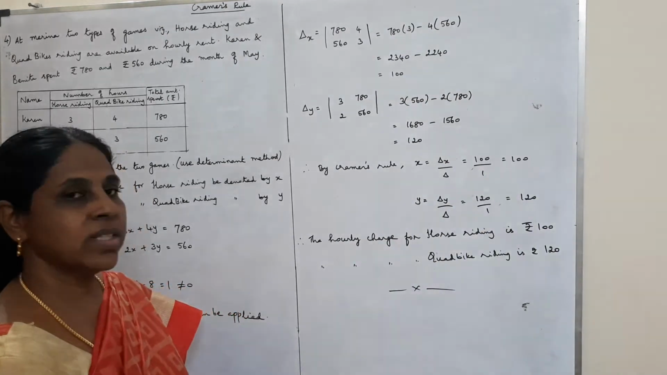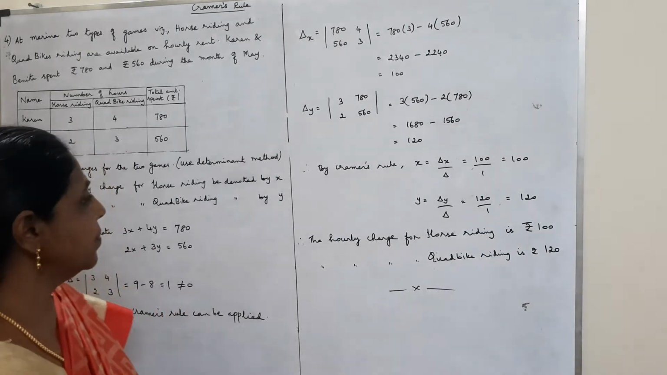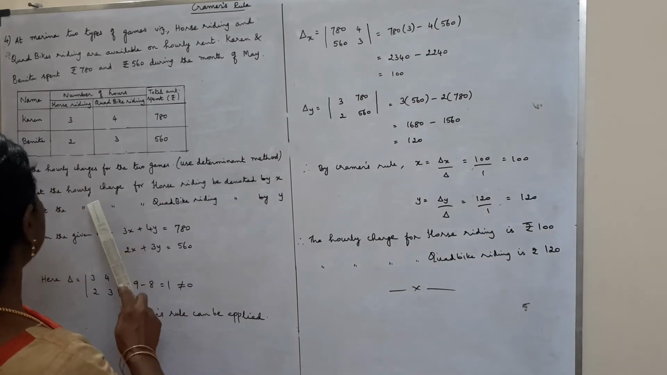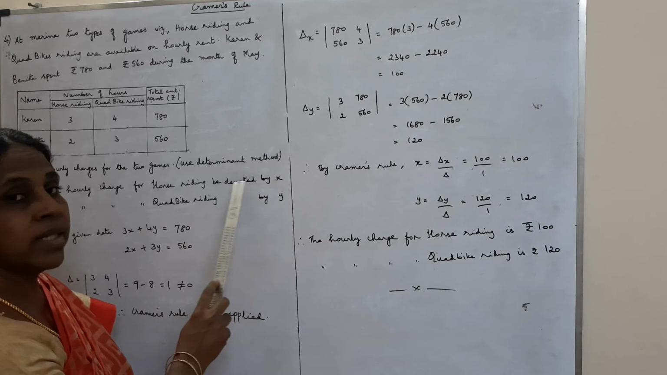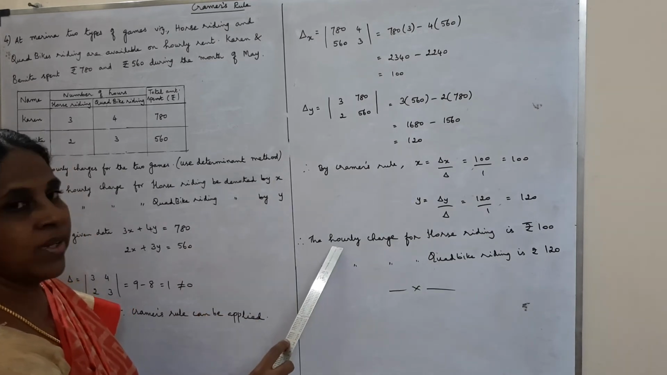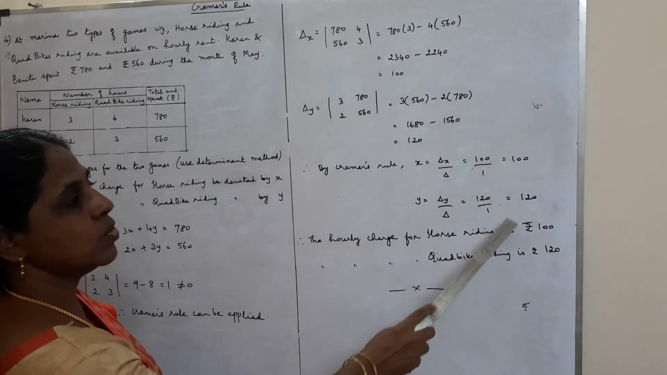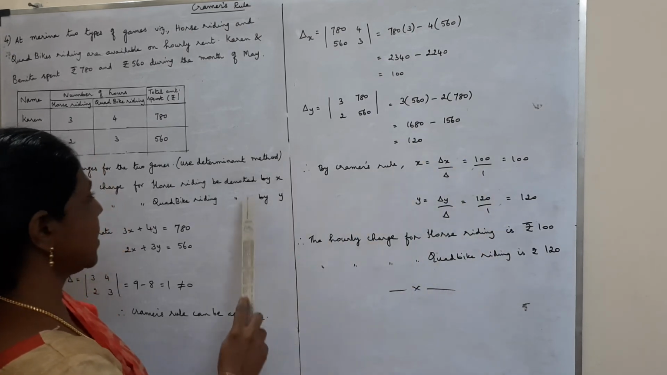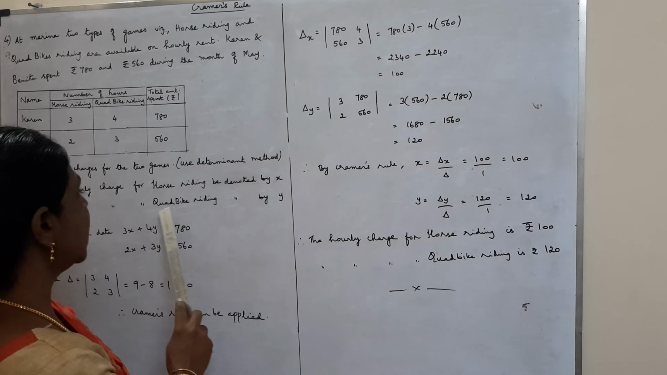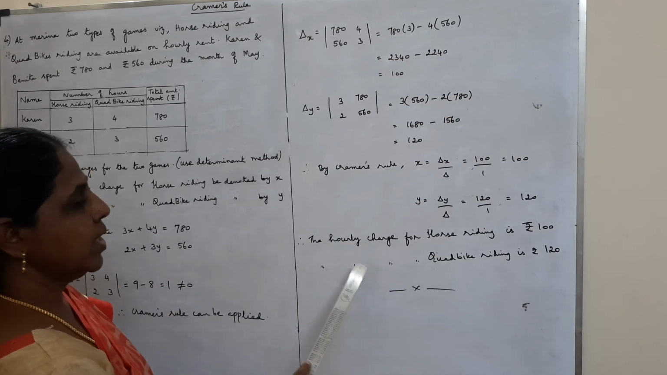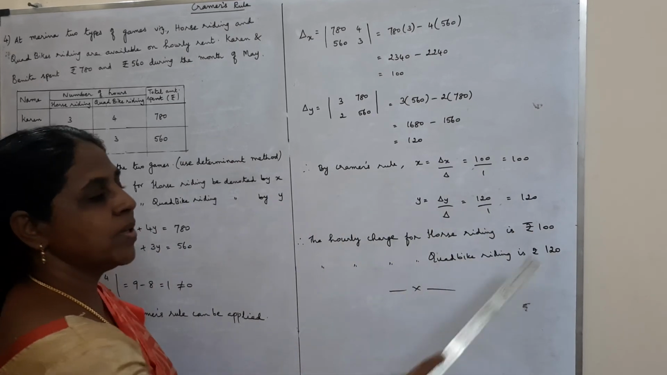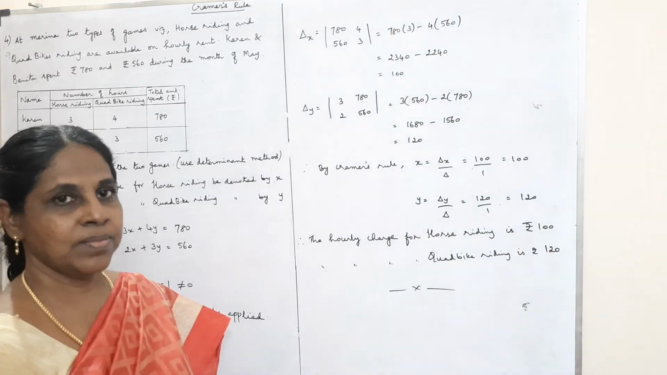So be careful to write the conclusion, as it is a word problem. What is x? We have taken the hourly charge for horse riding as x. So therefore we conclude the hourly charge for horse riding is rupees 100, which is x actually. And then the hourly charge for quad bike riding is y, which is rupees 120. Is that okay?